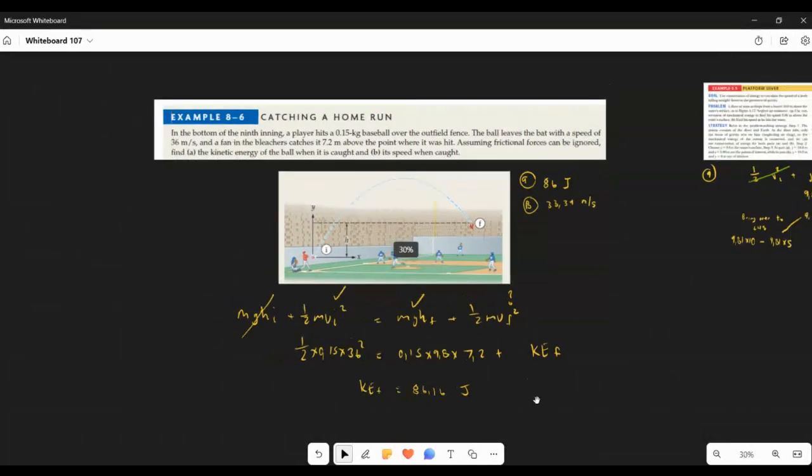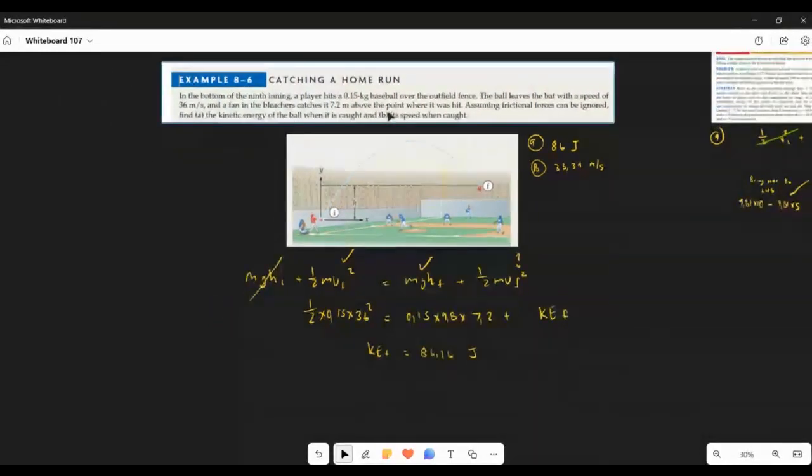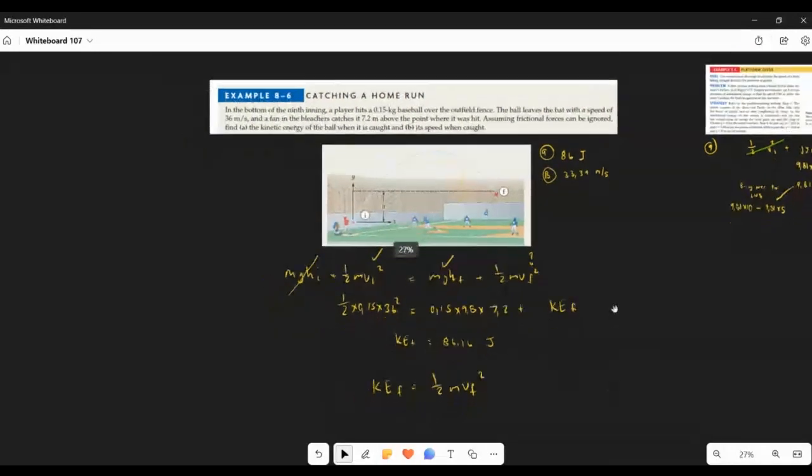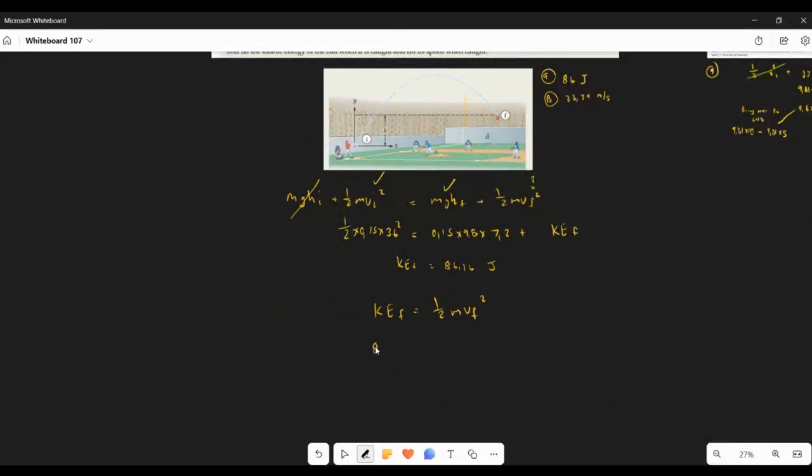Perfect. So obviously, once we have the kinetic energy, they're asking what its speed is when it's caught. So all we have to basically do is use the final kinetic energy and put in half m vf squared, and then obviously you just have to solve for vf over here. I'll do it for you here. It's 86.16 equals half times the mass, which is 0.15, times vf squared.